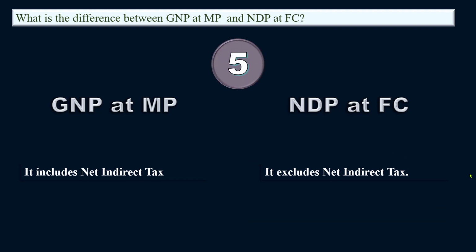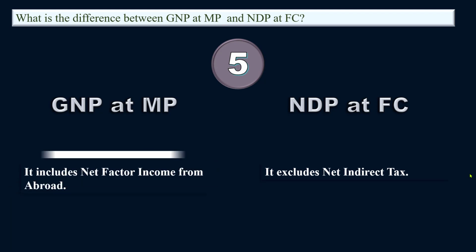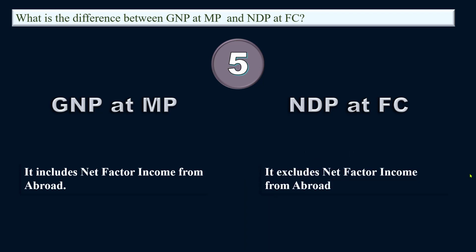5. GNP at market price. It includes net factor income from abroad. NDP at factor cost. It excludes net factor income from abroad. This is how you shall easily tackle the questions.